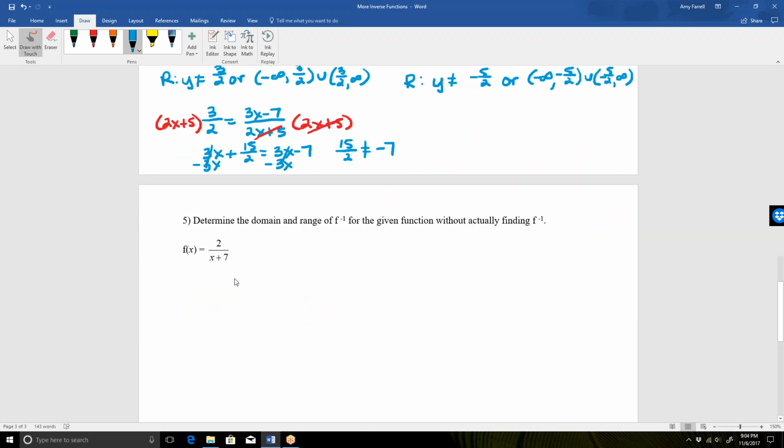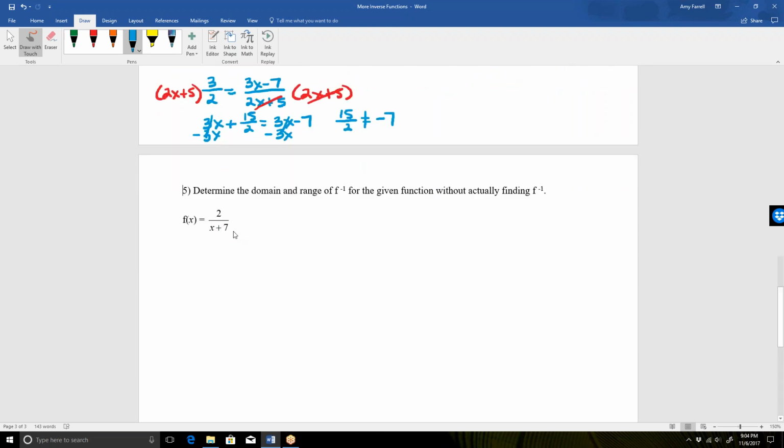Okay, last example for this video is to determine the domain and range of the inverse function without actually finding it. So this is a little tougher, but we can do it. We're not actually going to find f inverse. We're going to say its domain and range without finding it. So the domain of the original function, we can find that pretty quickly. x cannot be negative 7. So the domain is x cannot be negative 7, or all real numbers except for negative 7, or you can write that in interval notation.